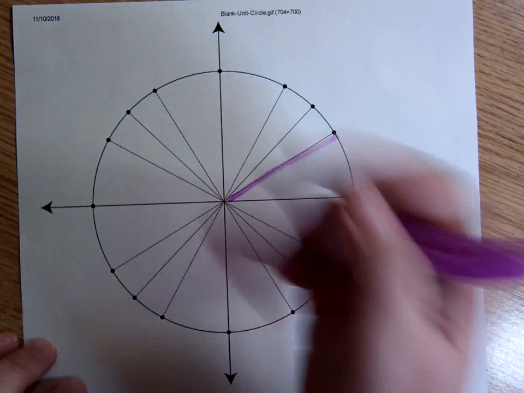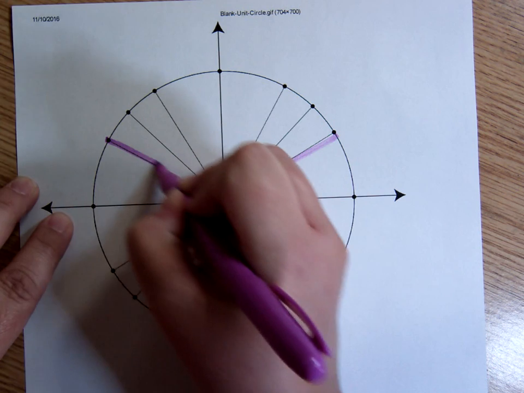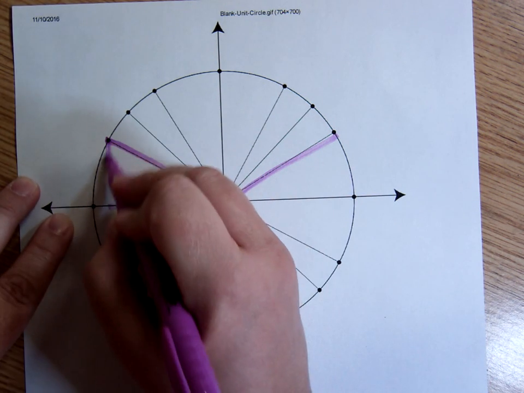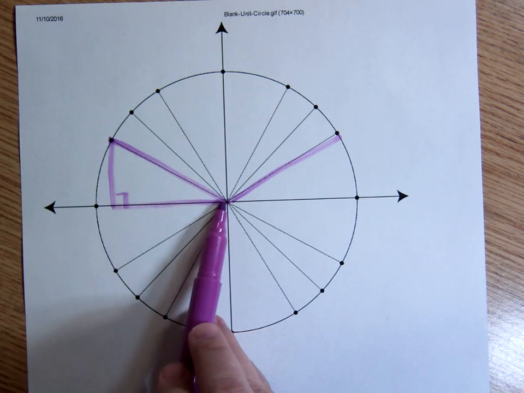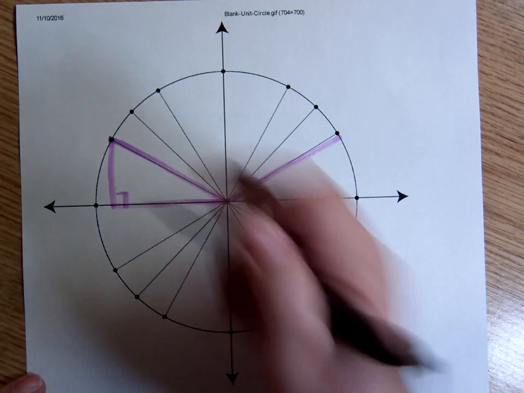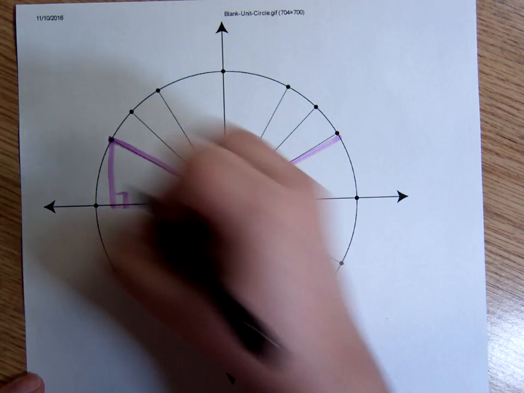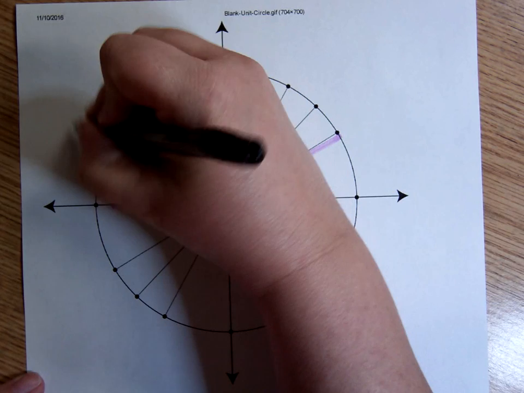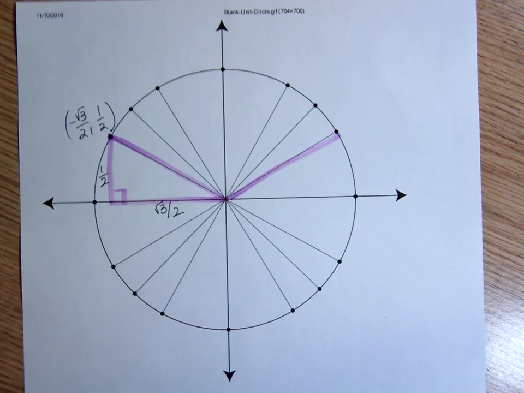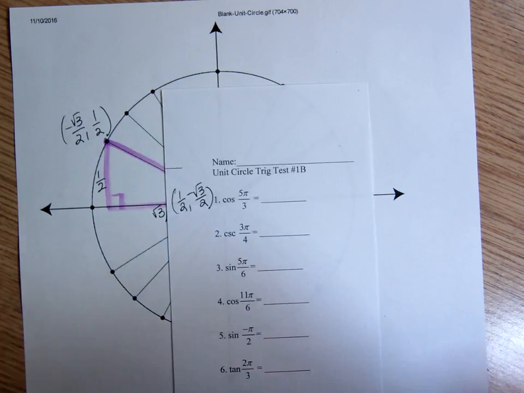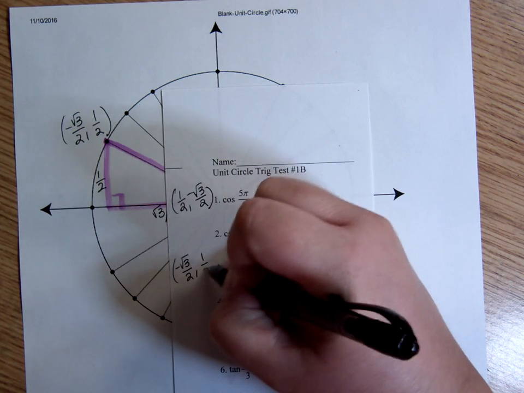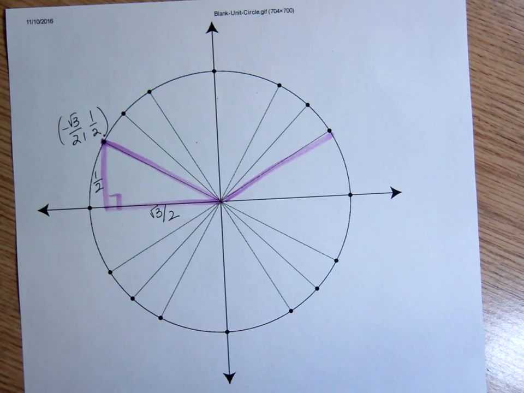Here's 5/6. So 5/6 is closer to the x-axis, so it means I'll go out to the left farther and up less. So in other words, the x value is the bigger number, the y value is the smaller number. So this is the square root of 3 over 2 here, this is the 1/2. So my coordinates are negative square root of 3 over 2, positive 1/2. So I'm going to come over to the side from that point and say negative square root of 3 over 2, 1/2.